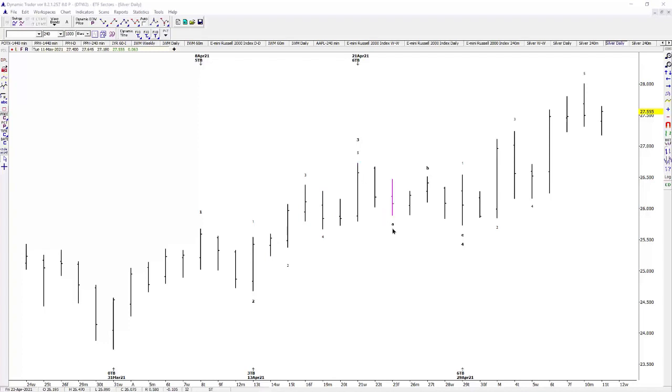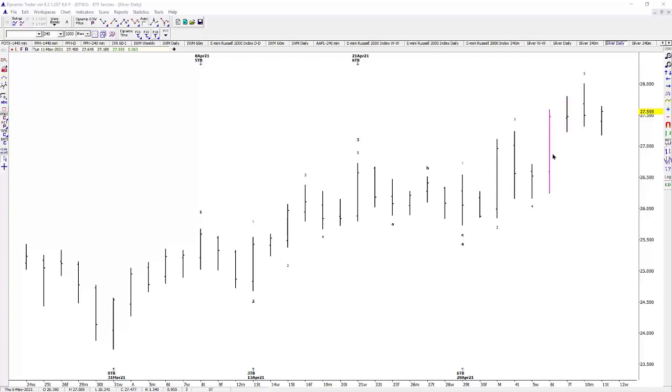That's how wave 3s should subdivide. Then we made a clearly defined A, B, C correction, probably a wave 4. And then look what we've got up since what I've labeled a wave 4: potential 1, 2, 3, 4. Now we had that overlap here, but we didn't have a closing overlap. If you learn nothing else, learn how closing overlaps are more important than just range overlaps. So probable 1, 2, 3, 4, and we could be in a 5.